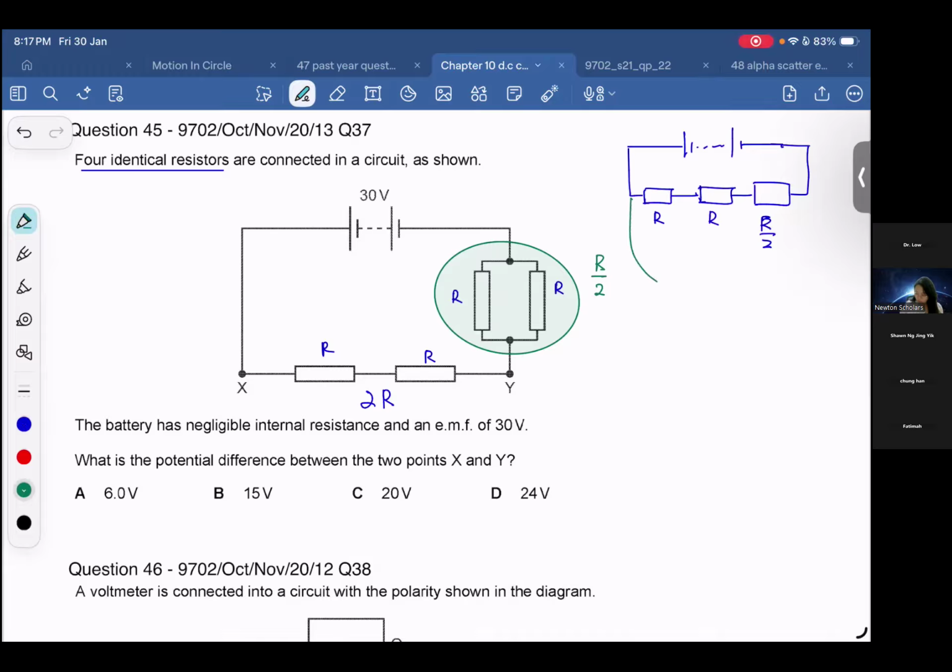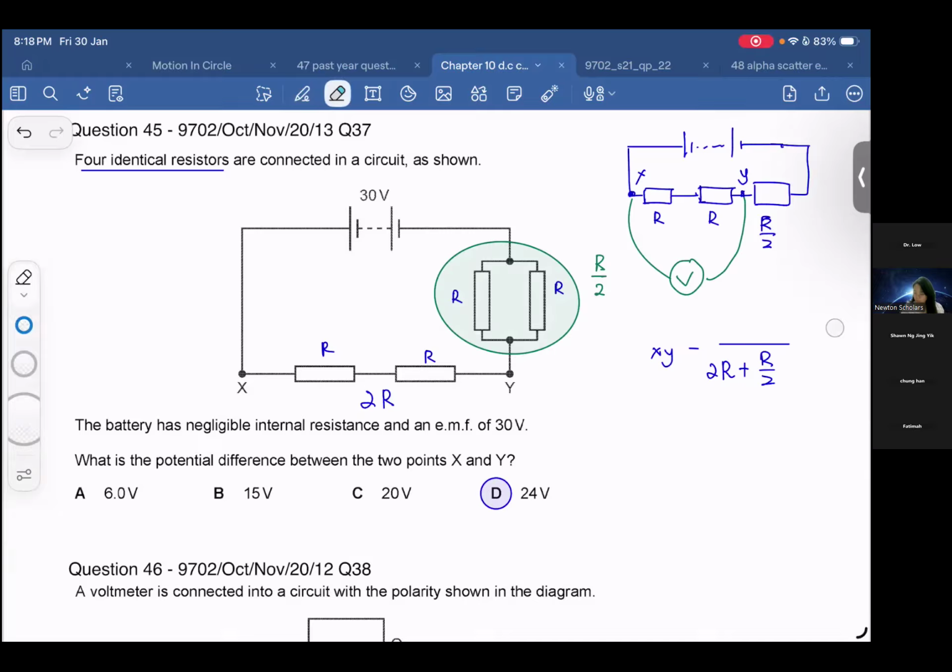The voltmeter reading is actually put here, V put here. Like this, you can actually solve the question already. I rearranged the circuit for you. So what is your voltage across X, Y? Here is X, here is Y. It will be 2R divided by total resistance, which is 2R plus R over 2, times 30. So you have to rearrange, then after that you get your answer.